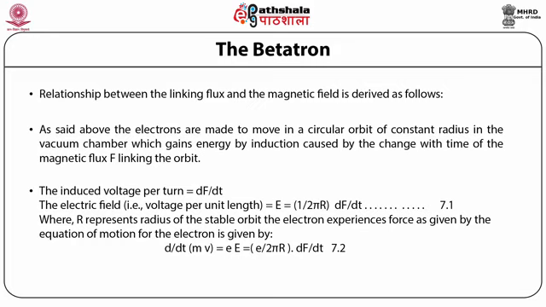The electron experiences a force given by small e into capital E. The equation of motion for the electron is given by d by dt of mass into velocity, mv, equal to small e into capital E, which is equal to small e by 2 pi capital R into d phi by dt, and we shall call this equation number 7.2.